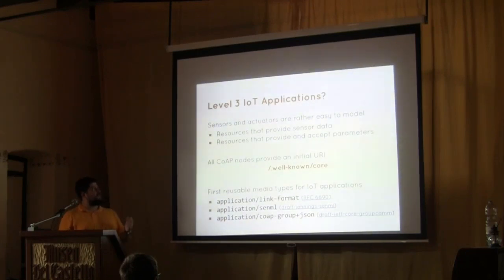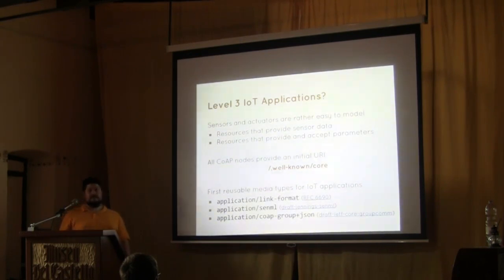So, what does this mean for IoT applications? Let's start small. If you have sensors or actuators, it's rather simple to model them. You either have resources that provide sensor data, so you read them and that's it. And then maybe there are some that accept a parameter to configure them, or, for instance, to control an actuator, to set the target temperature for the thermostat to 22 degrees or whatsoever.